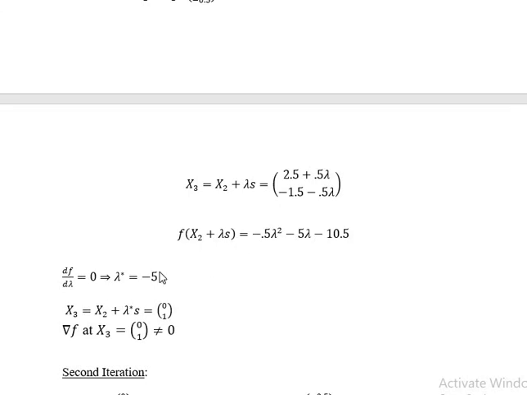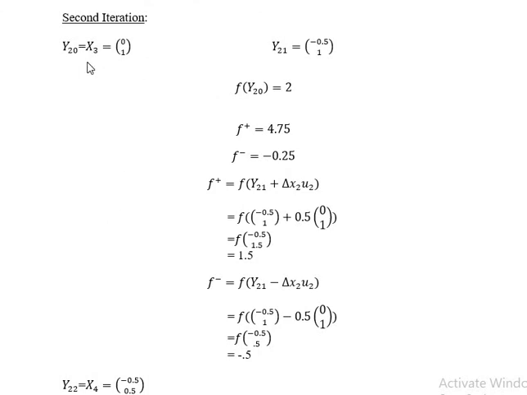So to find the minimum, find the first derivative df by d lambda, then equate to 0. You will get the lambda value as minus 5, denote it as lambda star. Then we can calculate x3 as x2 plus lambda star s. After substitution we will get x3 as (0, 1). Then you calculate del f at x3. Del f at x3 is (0, 1). If that del f value is approximately equal to 0, we can say that the corresponding point is the optimum point. Here it is not approximately equal to 0. So we have to move to the next iteration.